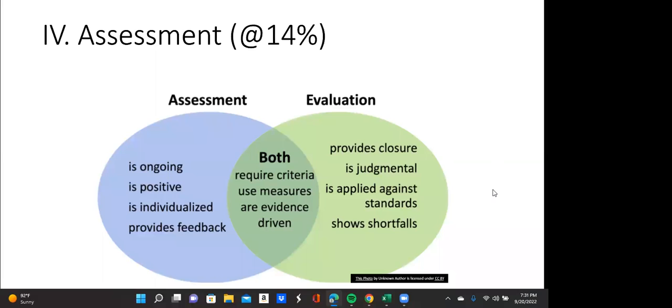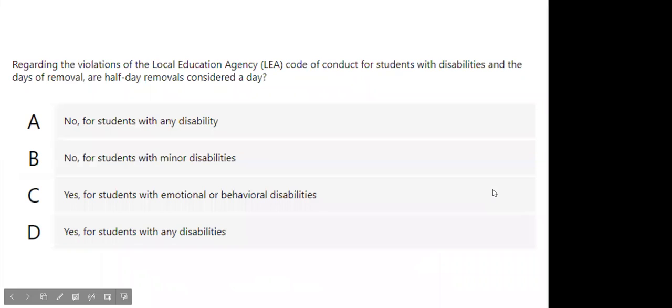Let's look at our first question to review. Regarding the violations of the local education agency, which is the local school, code of conduct for students with disabilities, and the days of removal, are half-day removals considered a day? So think about it. Regarding the violations of the LEA code of conduct for students with disabilities, and the days of removal, are half-day removals considered a whole day?